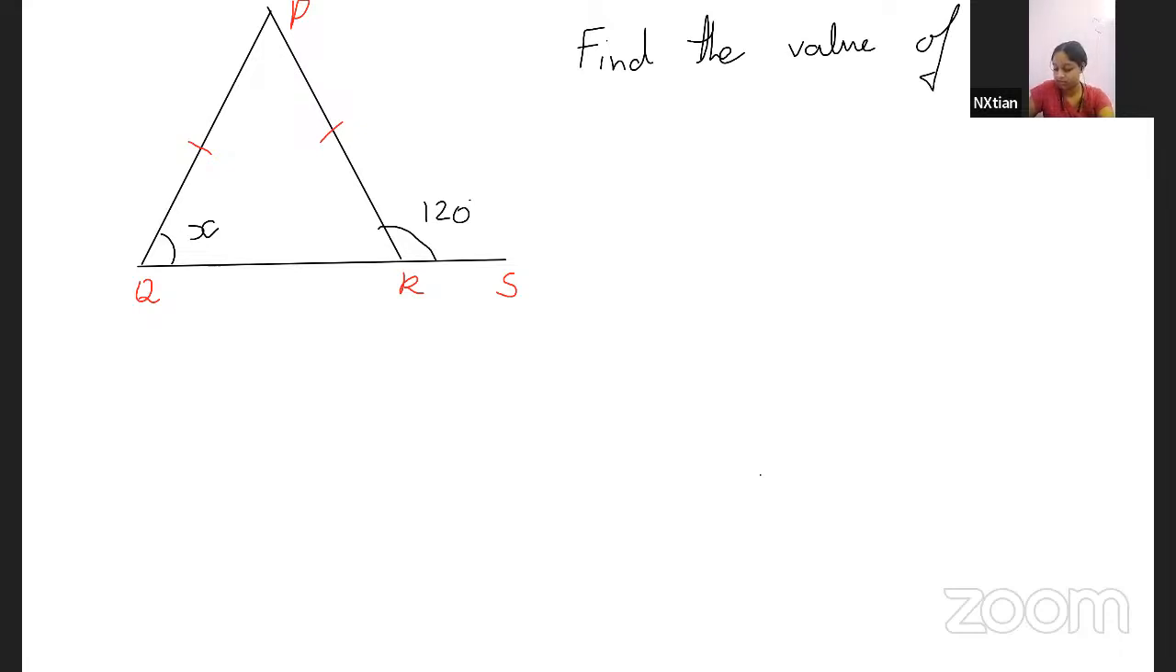X is equal to 120 degrees, right? No signal. Ma'am, yes, Archit. X equal to 60 degrees. Yes, very good. Think a little bit more, Sameer. You are close.